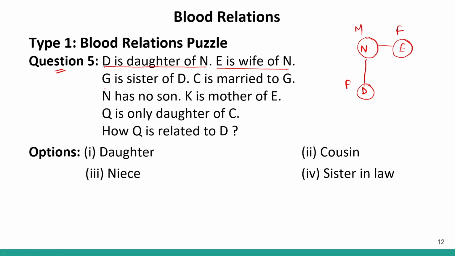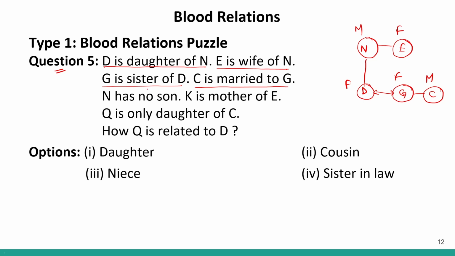Now, G is the sister of D. So G is sister, that means D has a sibling, and G would be female. Correct? C is married to G. So G has a spouse, C. And since G is female, C will be male. So this would be the relationship.